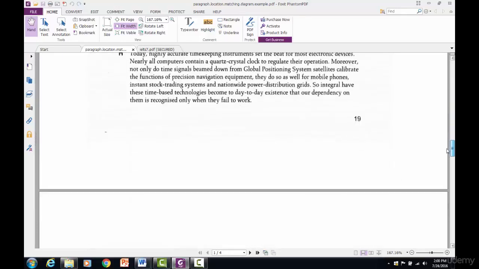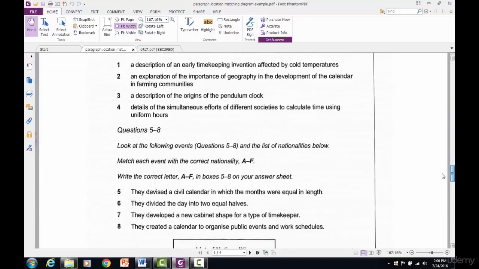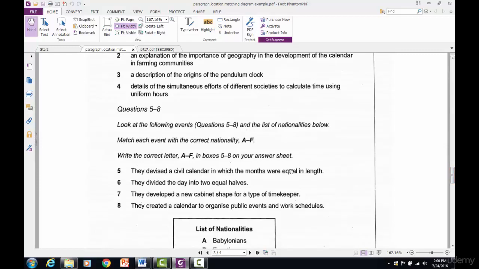So Babylonians, let's see: calendar equal months in length, nothing about that. Two equal halves, no. Cabinet shape, no. Calendar to organize public events and work schedules, yes. So for number 8, we will put A for Babylonians, because organize public events and work schedules. It said they coordinated communal activities, that's organizing public events, and they regulated planting and harvesting and planned the shipment of goods, that's work schedules. So for number 8, we would put A.